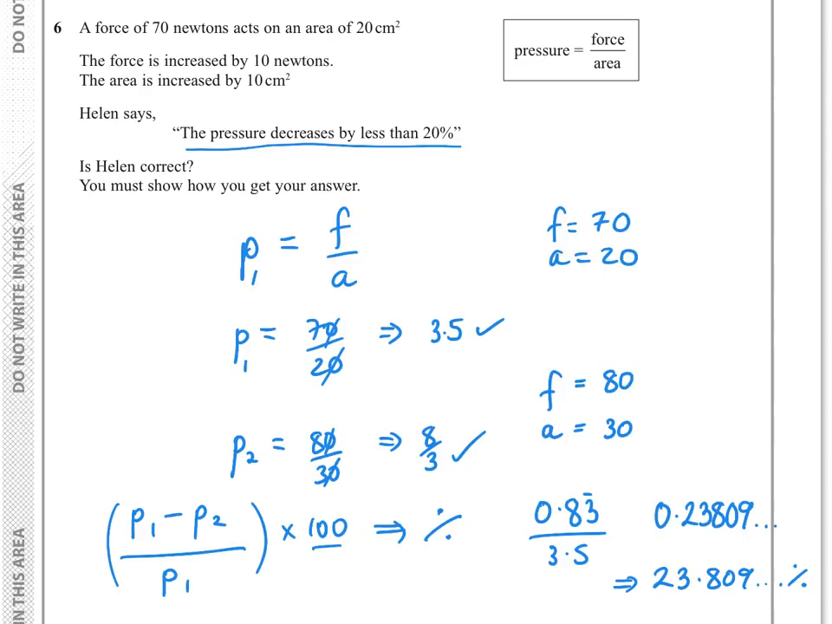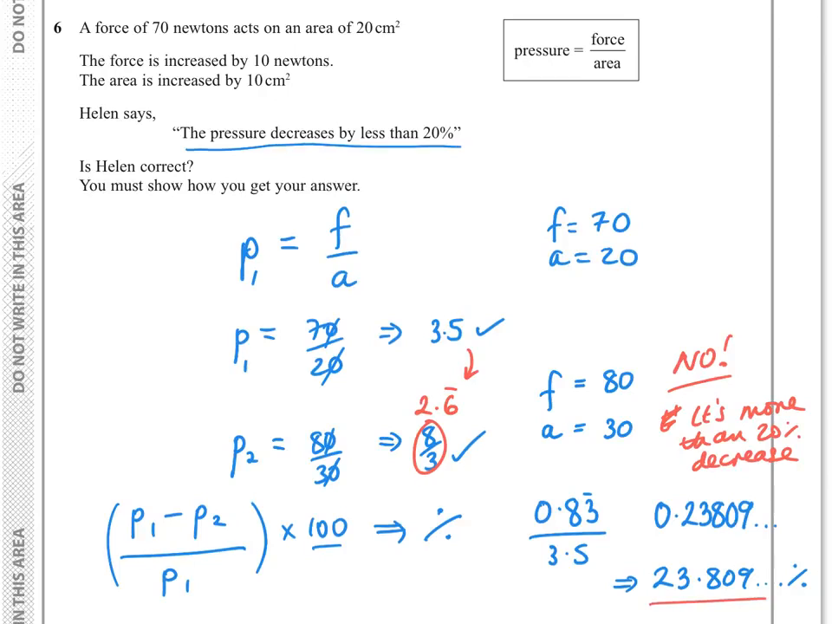So what you can say is here, no, it's more than 20%. And you can say it's more than 20% decrease. I think it would help if I just decimalised that for you straight away. There we go, 2.6 recurring. So you can see that it's definitely gone down, and there's all the figures to back up your statements.